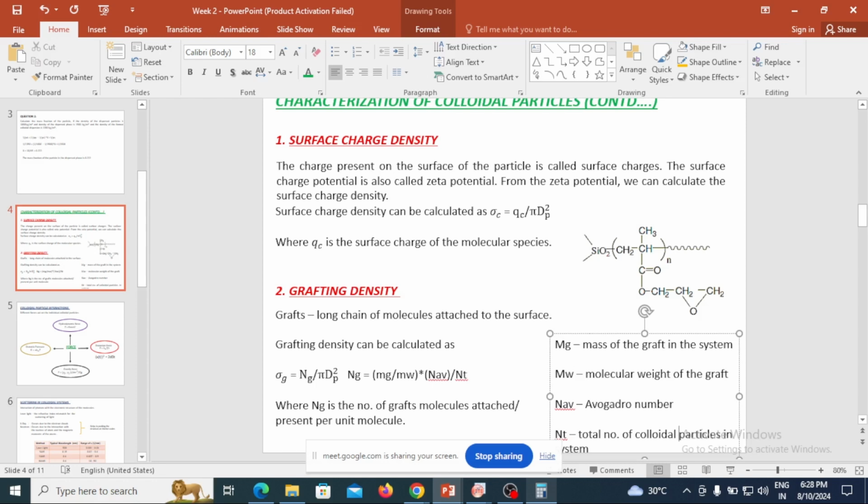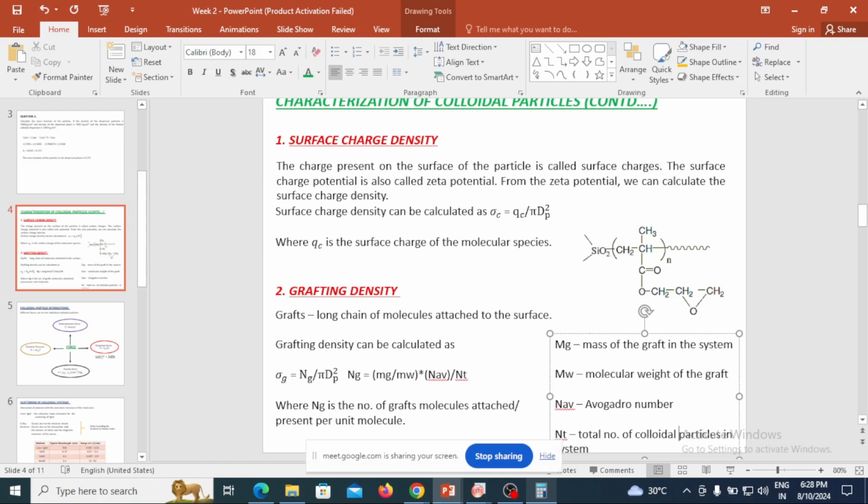So usually we calculate this using some sort of a thermal analysis technique. There are actually two types of thermal analysis, but for calculating the number of grafts or this grafting density, we use a thermal characterization technique called TGA, which is nothing but thermogravimetric analysis. That technique is usually used to identify the thermal stability of a particular sample, or to be more specific, it can be used to determine how much a sample degrades at different temperatures.